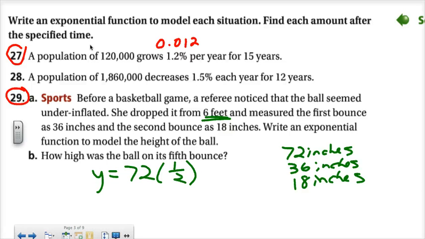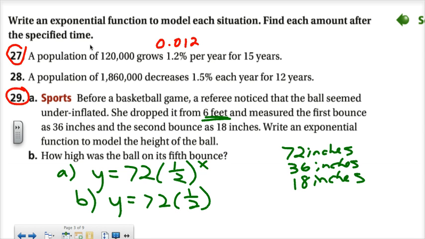And then write an exponential function to model the height of the ball. Well, x will be how many bounces this thing is going to take. So there's A. And then B says how high was the ball on its fifth bounce. So you would find 72 times 1/2 to the fifth power. And that comes out to be 2.25 inches.